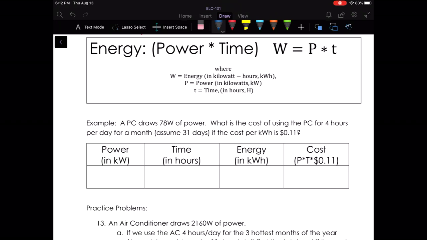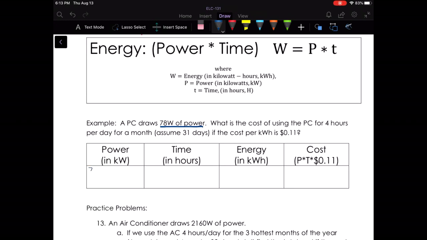Let's calculate the energy, the cost involved in running a PC. So remember, energy is power times time, and that is what you're billed for. So we're going to step through the process of figuring out how much it costs us to run this PC for 4 hours. Okay, so the PC draws 78 watts of power. So we want first the power in kilowatts.